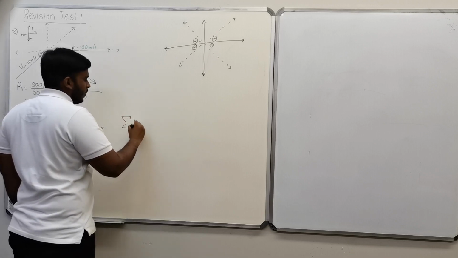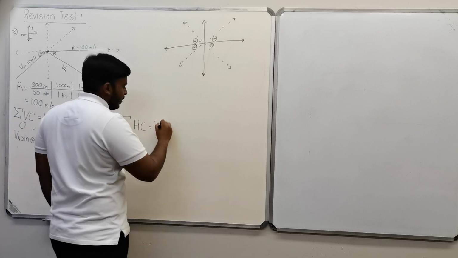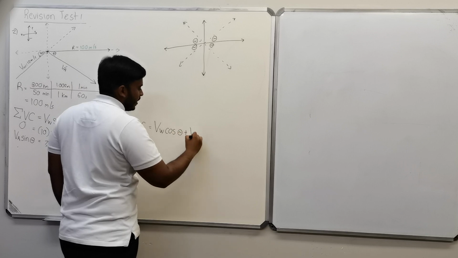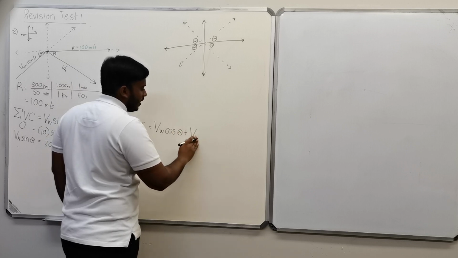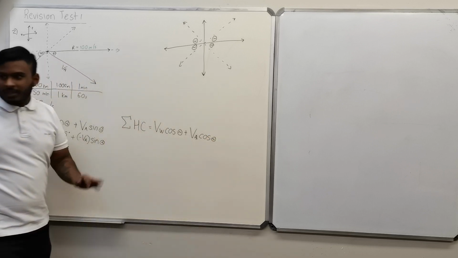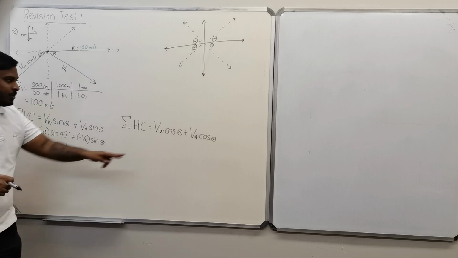Okay. So the sum of your horizontal components would be equal to VW cos of the angle plus VA cos of the angle. We all understand how we got that? Yes? We all fine, right?